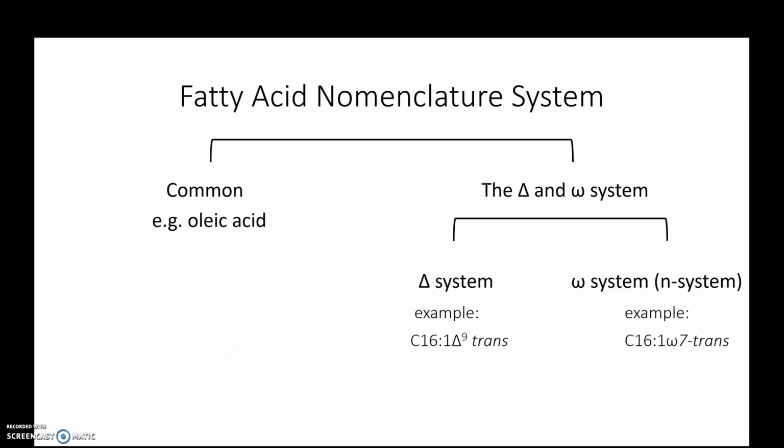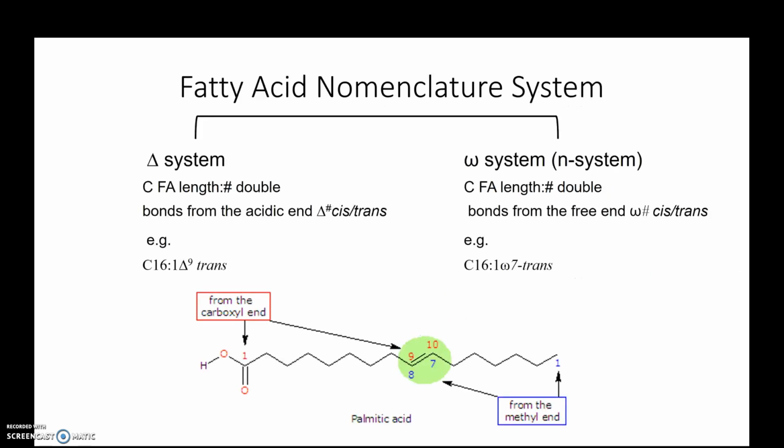And in terms of the nomenclature of fatty acids, we have 2 different types of naming systems. The first one is the common one, which is basically like a given name to a fatty acid, and you just have to basically memorize the name of it. And then the second type is the delta and omega systems. These are more methodical ways of naming fatty acids. I'm just going to go ahead and we'll take a closer look at the delta and omega method of naming fatty acids.